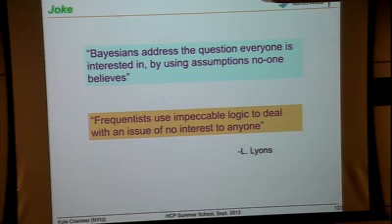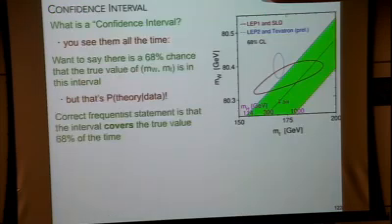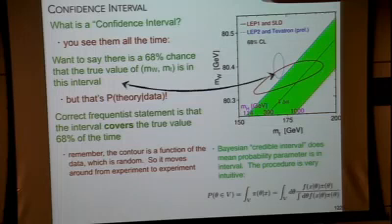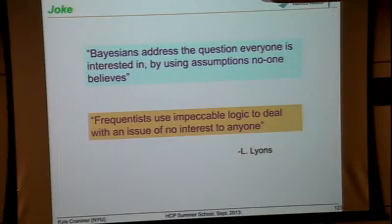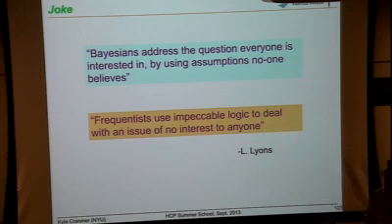And so I can flip through, well, here's not my joke, but especially given how unsatisfying that seems, there's this quote I like: Bayesians address the question that everyone is interested in by using assumptions that no one believes, which is the prior here, right? I'm ruining the joke. And frequentists use impeccable logic to deal with an issue of no interest to anyone. So that's kind of the case.